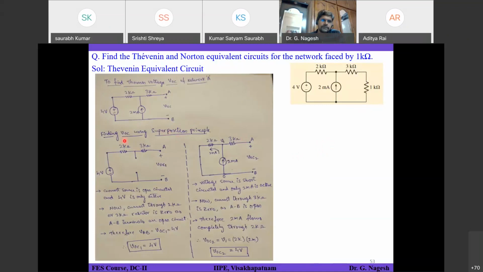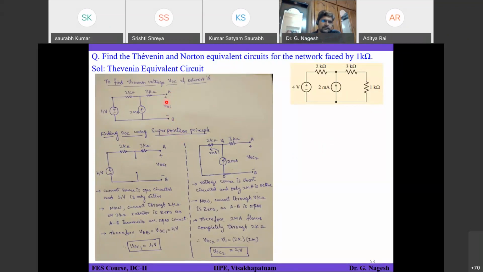Okay, so if you see here, I have disconnected this 1 kilo ohm and denoted A and B terminals with VOC. Now I have to find out this open circuit voltage. I can adopt any method. Here I applied the superposition principle. Many methods are available to find out the open circuit voltage.